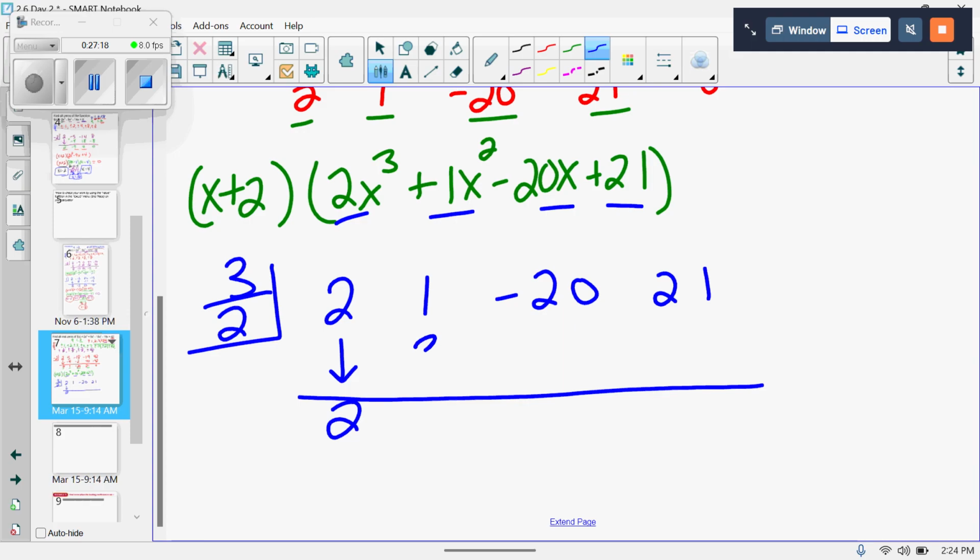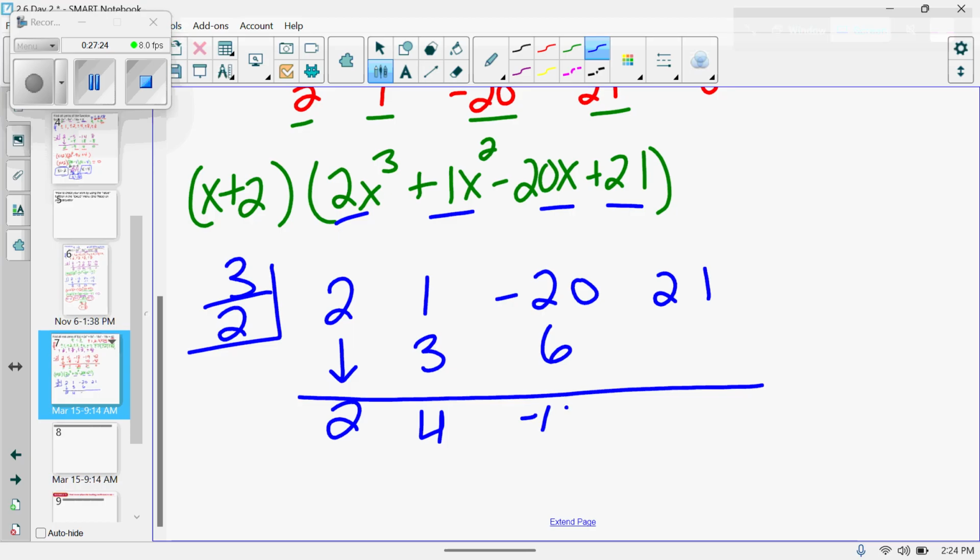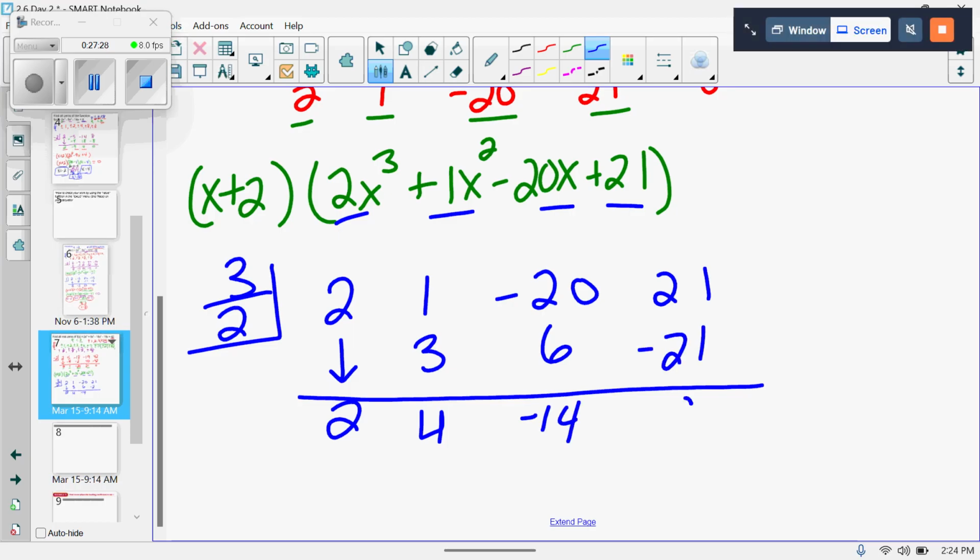So 3 halves times 2 should give us 3. Add straight down, we get 4. 3 halves times 4 should give us 6. Add straight down, we get negative 14. 3 halves times negative 14 gives us negative 21. Add straight down, and we get 0.